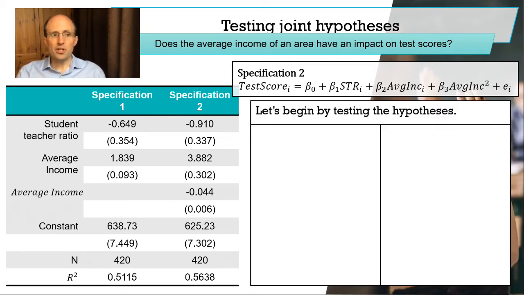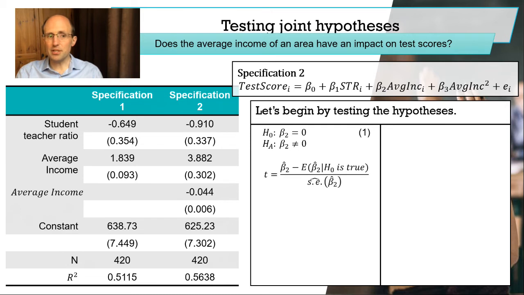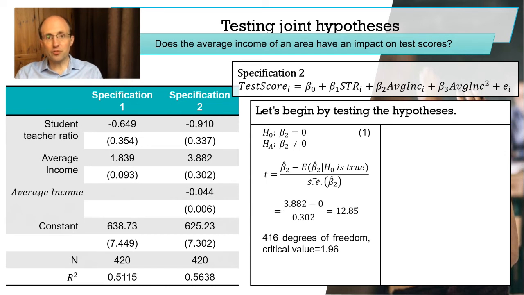So we'd construct t-statistics in the normal way if we're testing an individual hypothesis. So if we want to test that beta 2 is equal to 0 against the alternative that beta 2 is non-zero, we take the estimated beta 2 hat, subtract the expected value of beta 2 hat, conditional on the null being true, divided through by the estimated standard error, and that gives us an estimated t-stat of 12.85. We've got 420 observations. We're estimating 4 coefficients of beta 0, beta 1, beta 2 and beta 3, so we've got 416 degrees of freedom. The critical value is 1.96. Because our t-statistic is larger than the critical value, we reject the null.